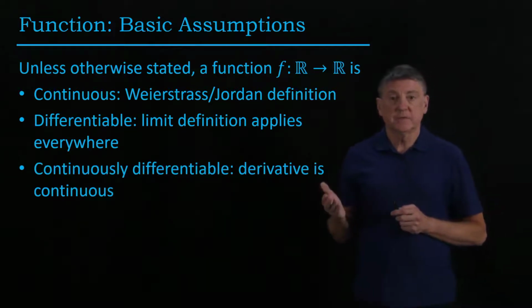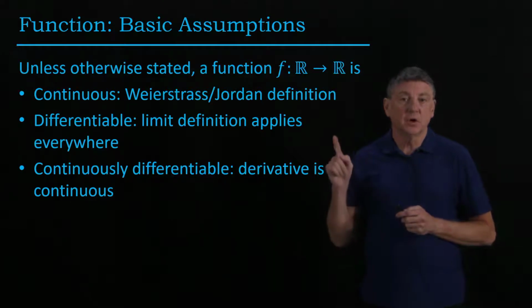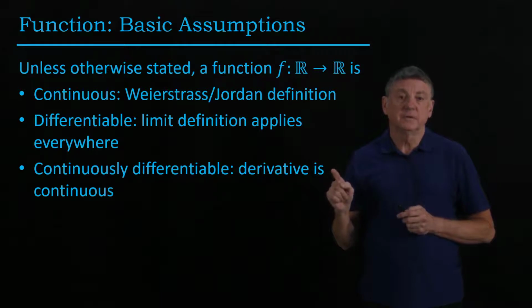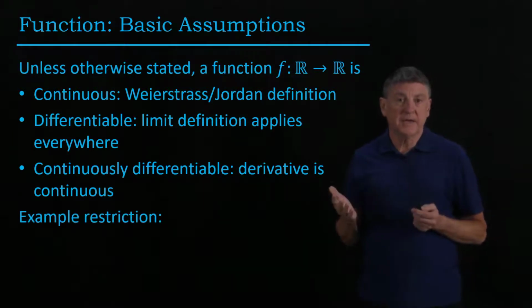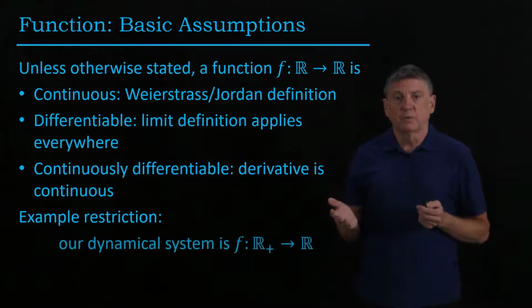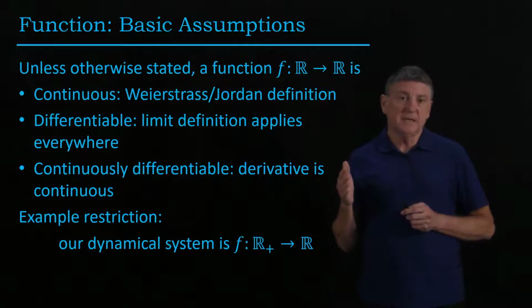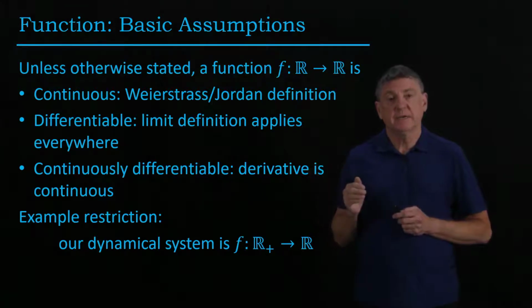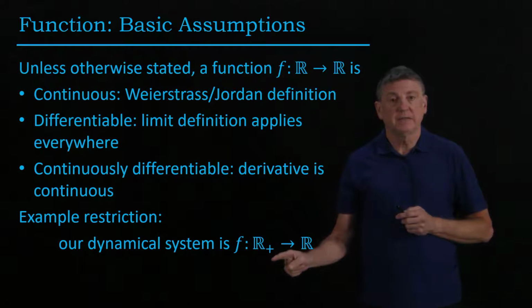So continuously differentiable is what we'll mainly look at, and what that means is it's not just continuous, it also means that the derivative is a continuous function. And we may occasionally need to restrict our functions. For example, in our dynamical system, because we're assuming that t somehow maps to time, a negative time doesn't make any sense. So in that case, we're going to restrict the domain of the function to be non-negative real numbers.